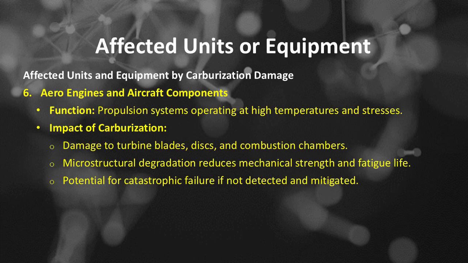Number 6 is aero engines and aircraft components. Function: propulsion systems operating at high temperatures and stresses. Impact of carburization: damage to turbine blades, discs, and combustion chambers. Microstructural degradation reduces mechanical strength and fatigue life. Potential for catastrophic failure if not detected and mitigated.